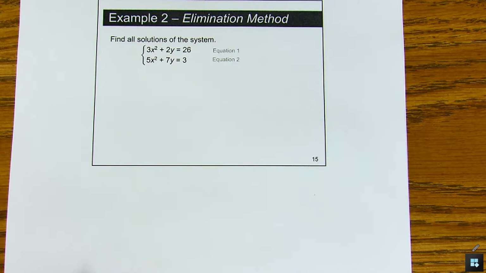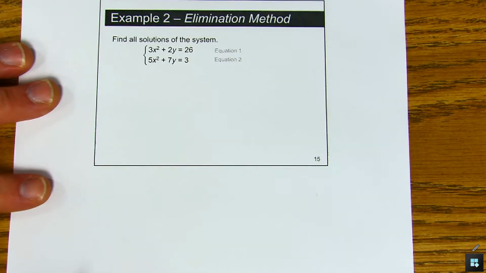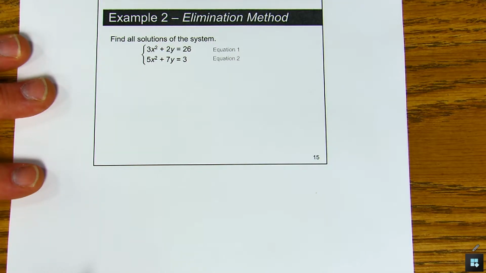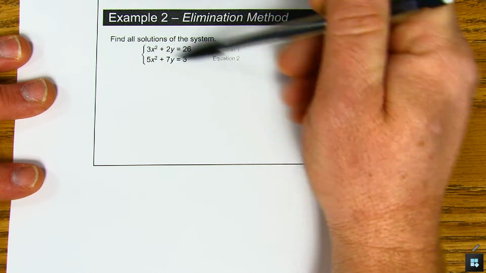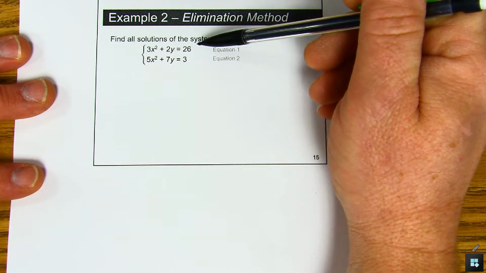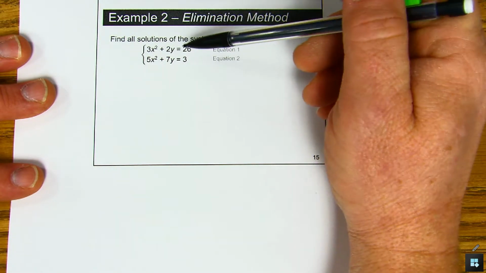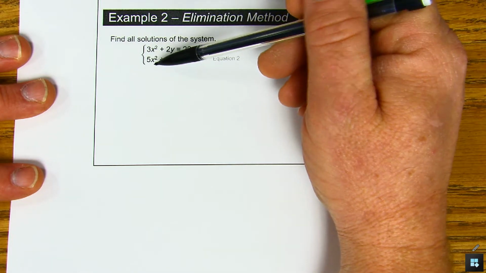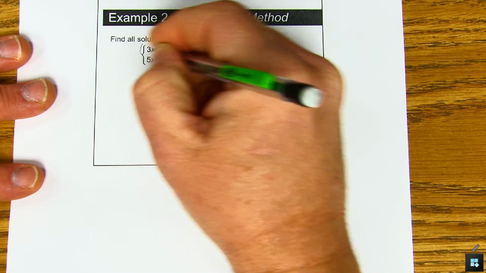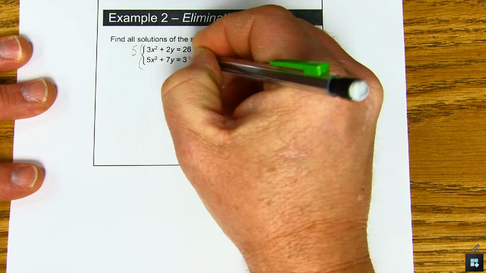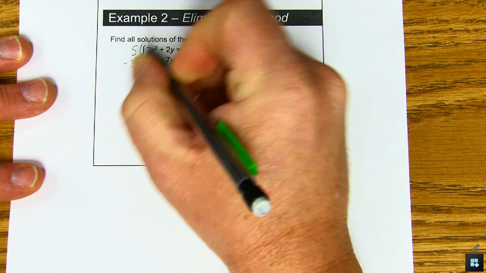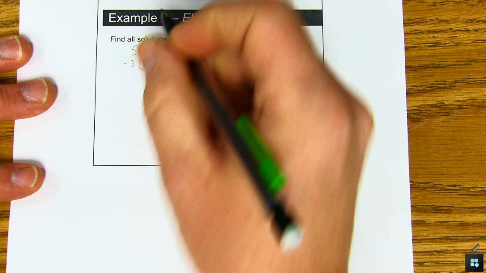Doesn't matter which one. To be straight up honest with you, it really doesn't matter which one you want to eliminate. So you can either eliminate the x squareds, or you can eliminate the y's. And if you want to eliminate the x squareds, you would multiply the top. I would probably multiply by 5, and then multiply the bottom one by -3. That gives me 15x squared and negative 15x squared.